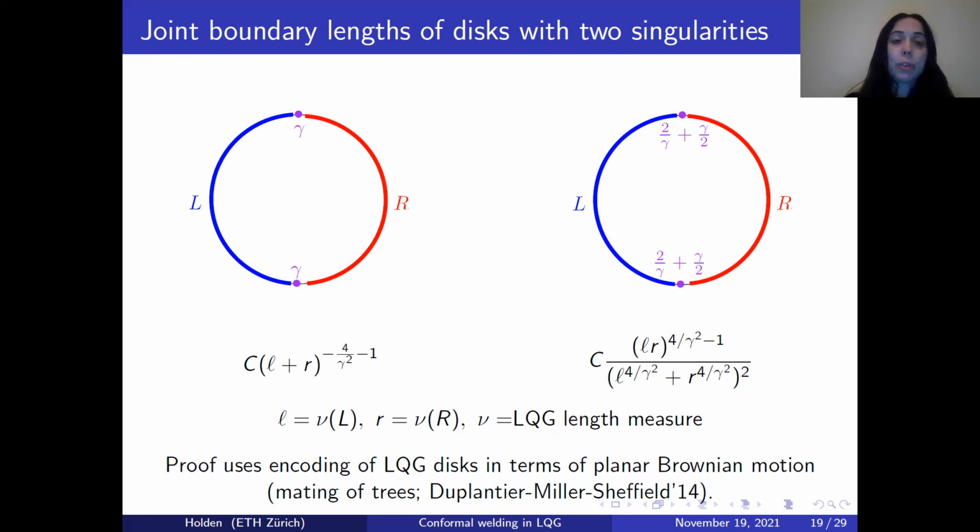And we're actually only able to write down explicit and relatively short and nice formulas for this joint law in the special cases when the singularity is taking this value or this special value gamma. So the proof of these two formulas that you can see on this slide is based on a completely different technique than the formula that you saw on the previous slide. The proof on this slide is using a particular encoding of a Liouville quantum gravity disk in terms of a planar Brownian motion. So the exact formulas that you see here are obtained from exact formulas for a planar Brownian motion.